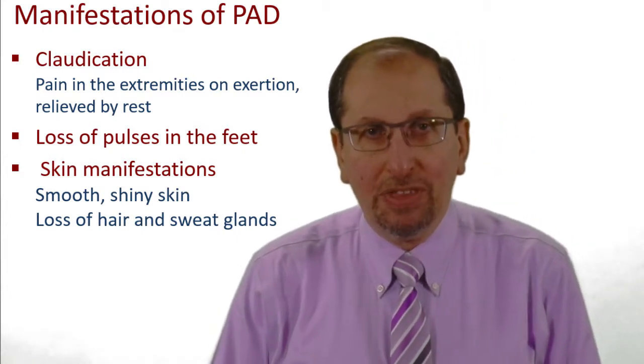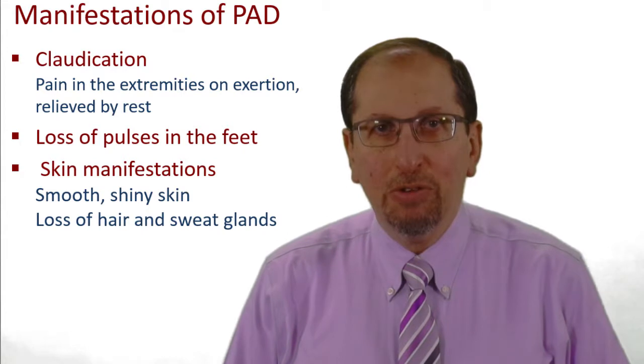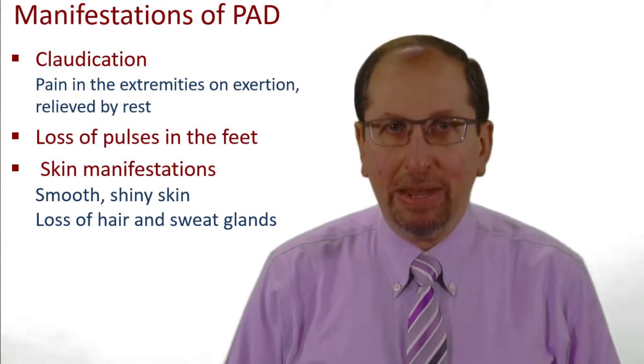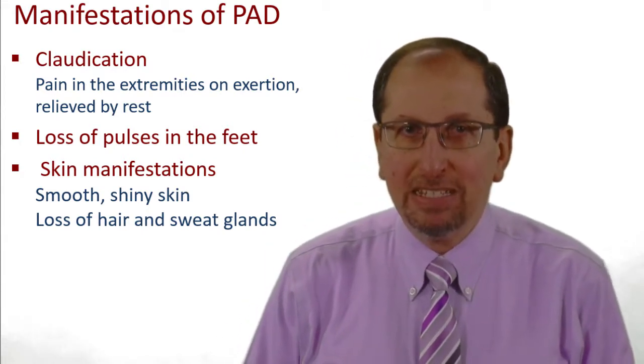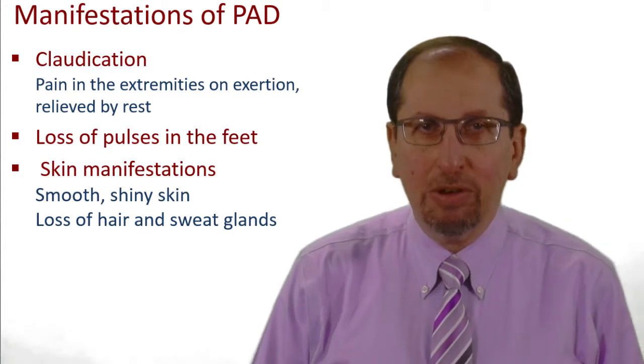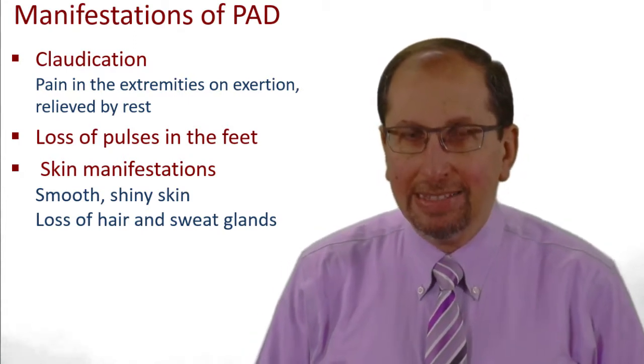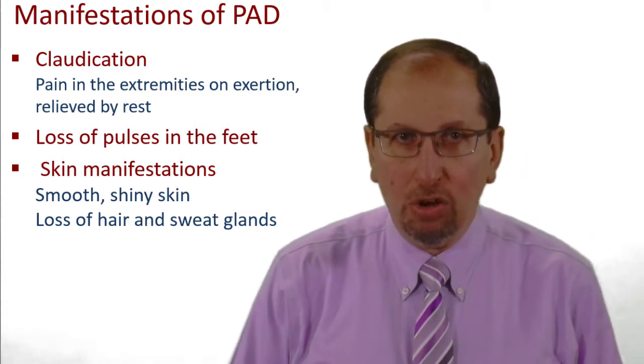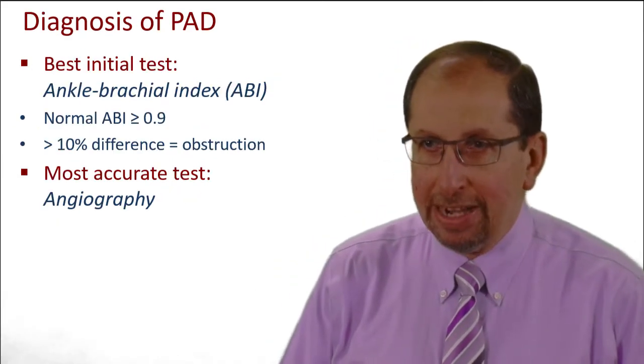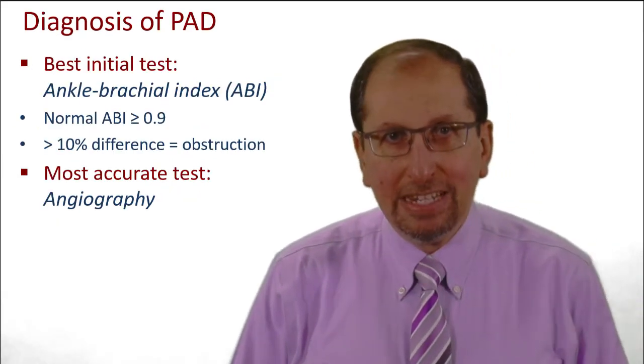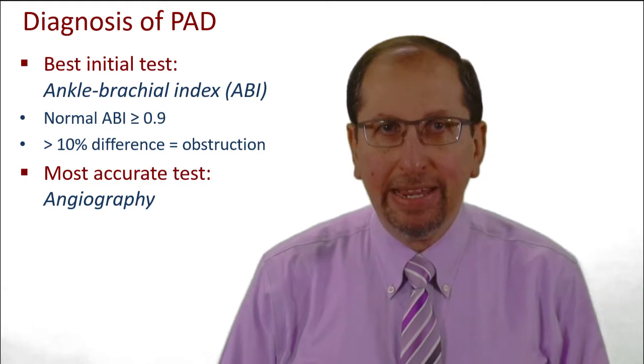And because of this ischemia to the lower limb, we get some ischemic skin manifestations. The skin is going to be smooth and shiny, and there will be loss of hair and sweat glands in the affected areas in the lower limbs. Then how to diagnose it? The best initial test is the ankle-brachial index.